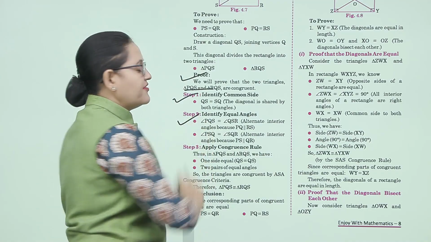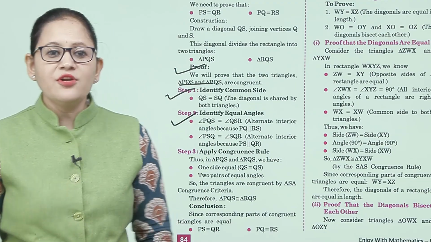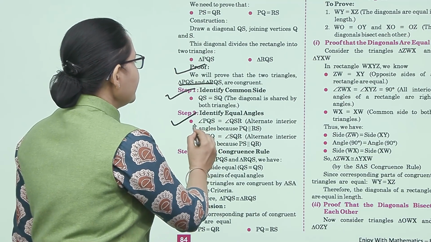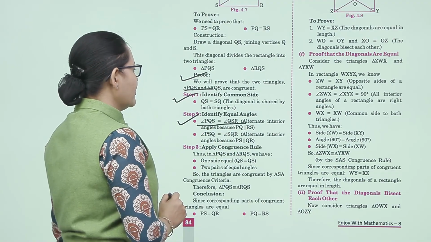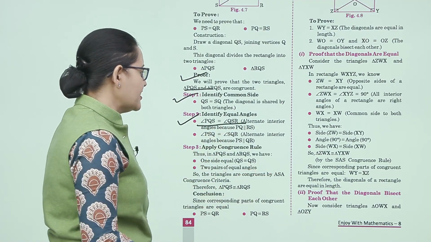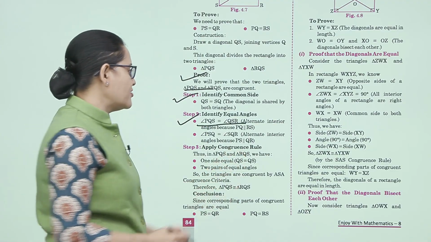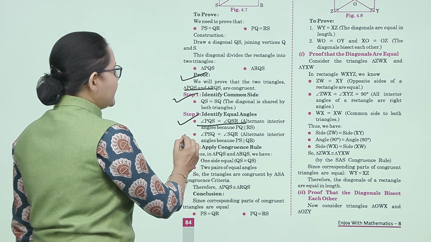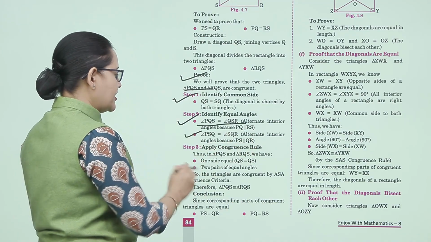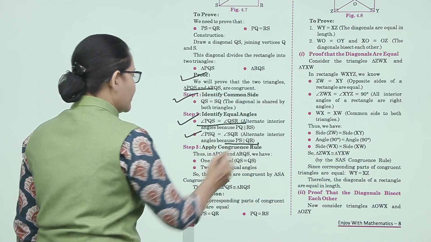Now, step 2, identify equal angles. We know that angle PQS and angle QSR are alternate interior angles because PQ is parallel to RS, and angle PSQ and angle SQR are alternate interior angles because PS is parallel to QR.